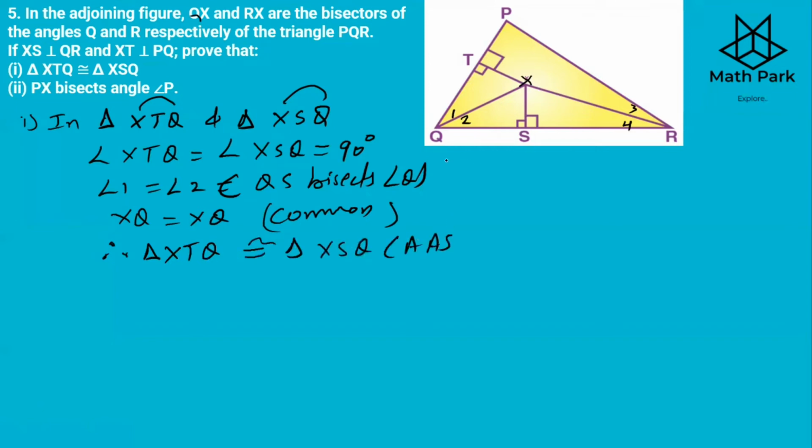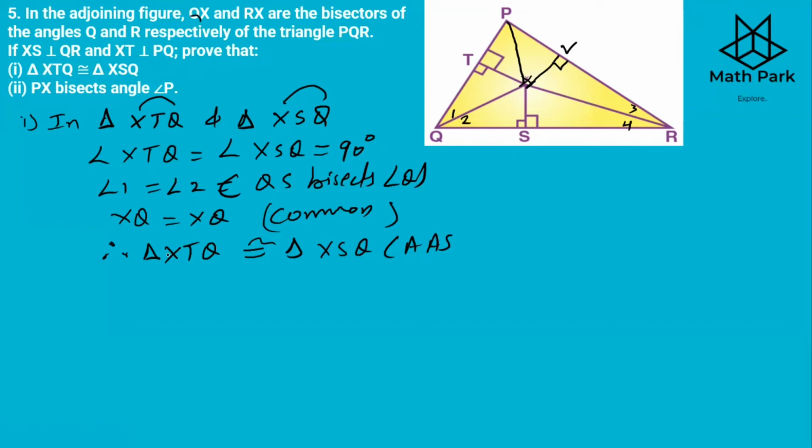Got it? So now we have proved these two triangles congruent. Now next we have to prove PX bisects angle P. So let us join PX. That means you have to prove these two angles equal. So for that, let us have a construction. Let us draw XV perpendicular to PR. Okay. Now XV is perpendicular to PR. Let us prove these two triangles congruent.